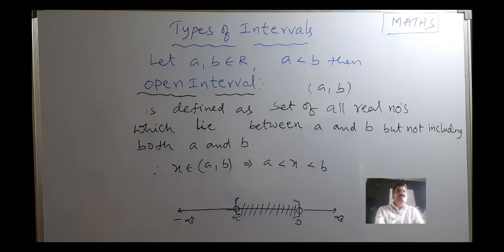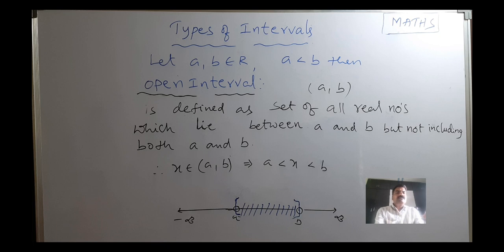Now, if you observe here, what is the difference? Here also we are including the numbers which lie between a comma b, but coming to a and b, we are not including them. That's why x belongs to open interval a comma b we can define as a less than x less than b. Hence x is the value which lies between a comma b.